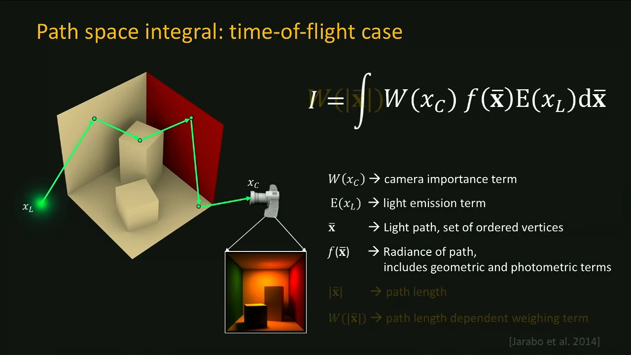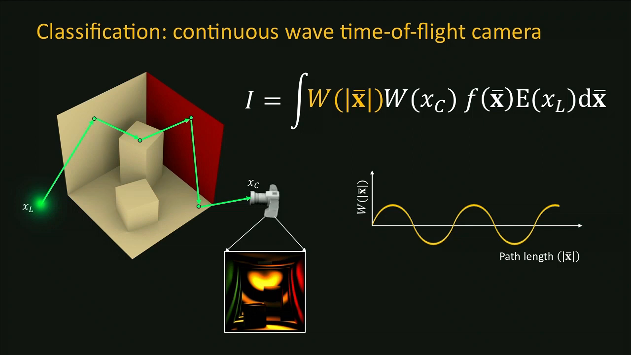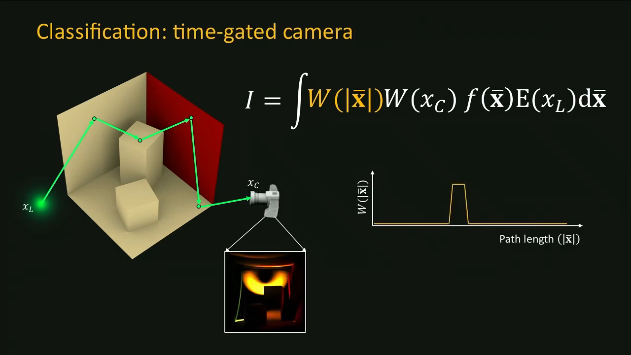As shown by Jarabo et al., time-of-flight cameras can be modeled using a very similar path space integral, except for the fact that the integrand now has a path length dependent weighing function. And this term W of x bar, W of the path length of x bar, is different for different time-of-flight cameras. For example, a continuous wave time-of-flight camera, such as Kinect, has a path length weighing function which has a sinusoidal shape with different frequencies. A time-gated camera uses a kernel with very narrow support, corresponding to the fact that it accepts photons coming from a narrow path length range of interest and rejects all other photons.